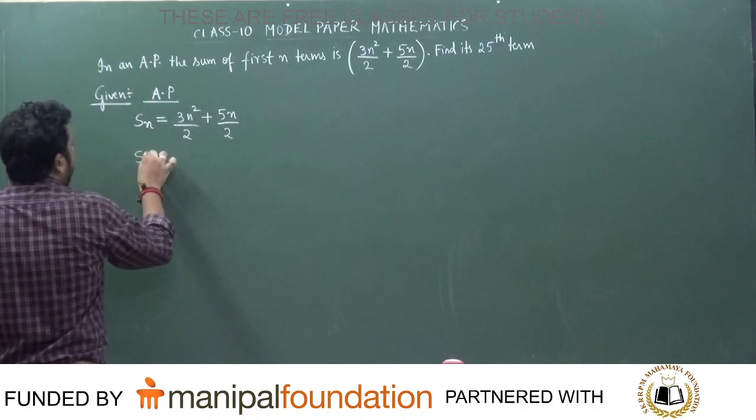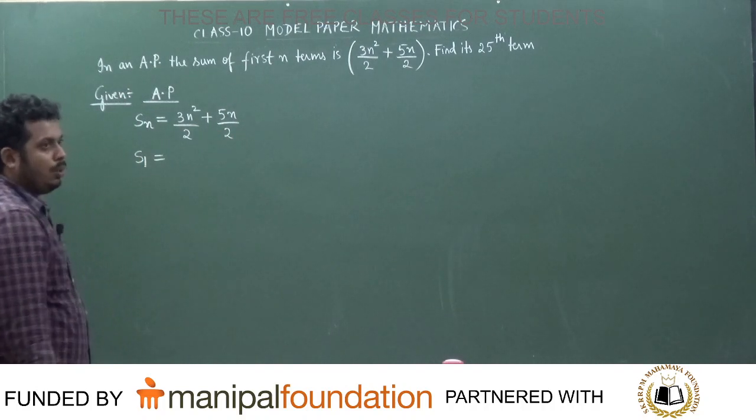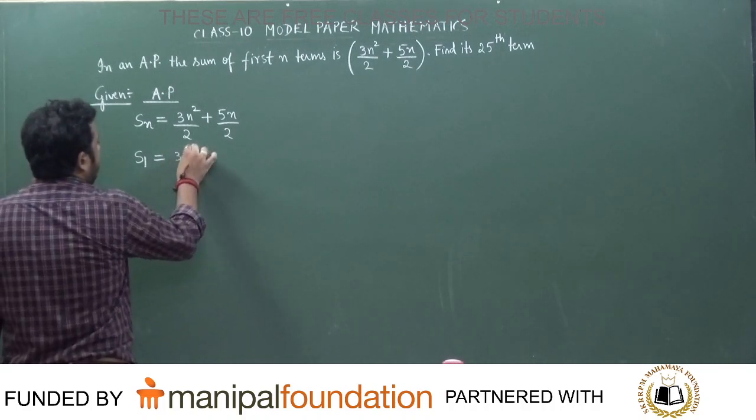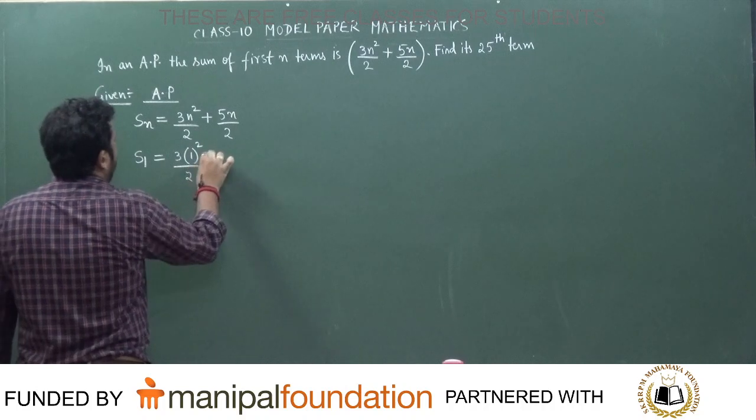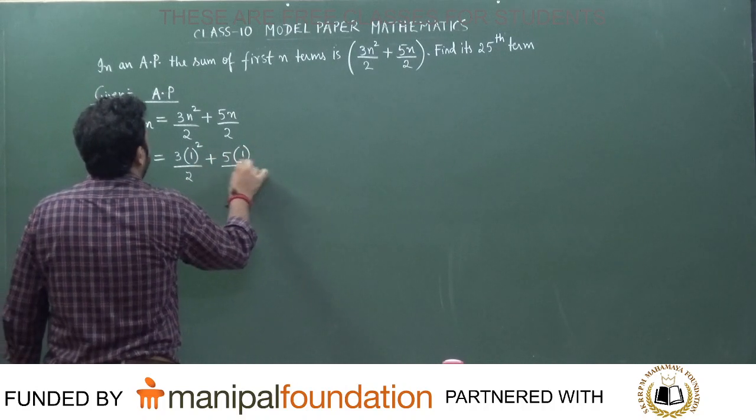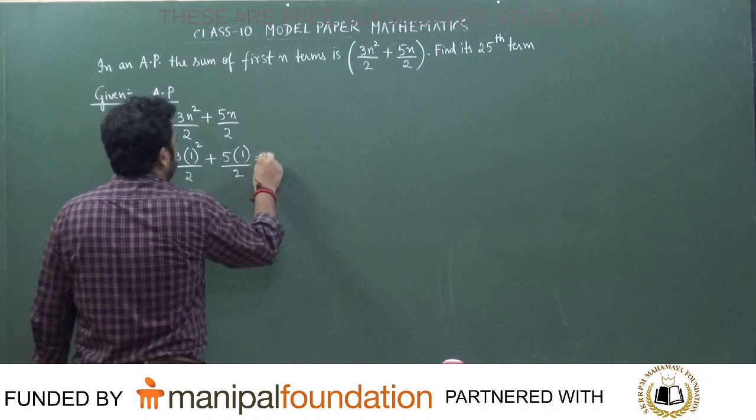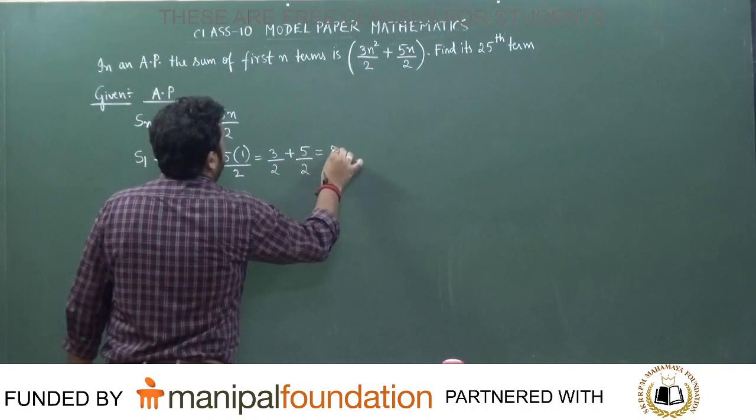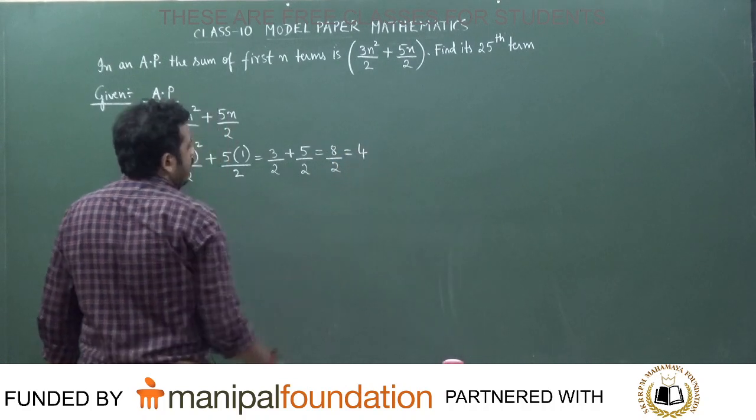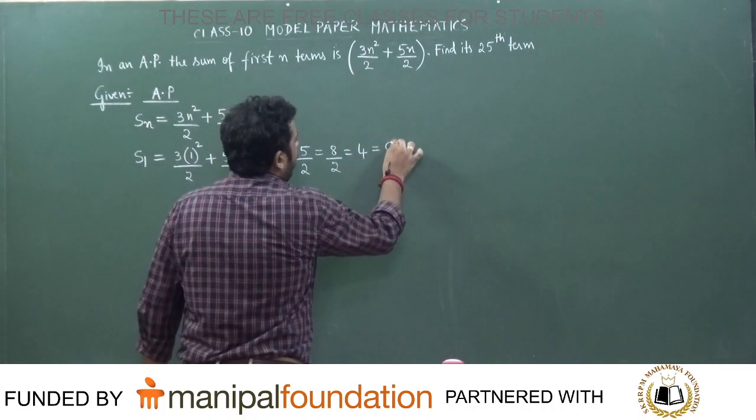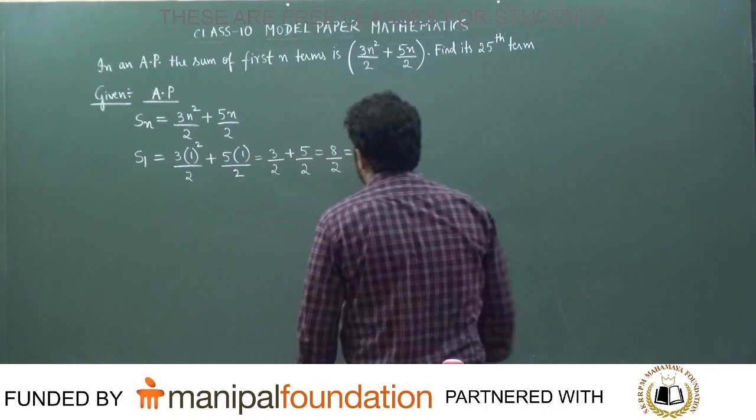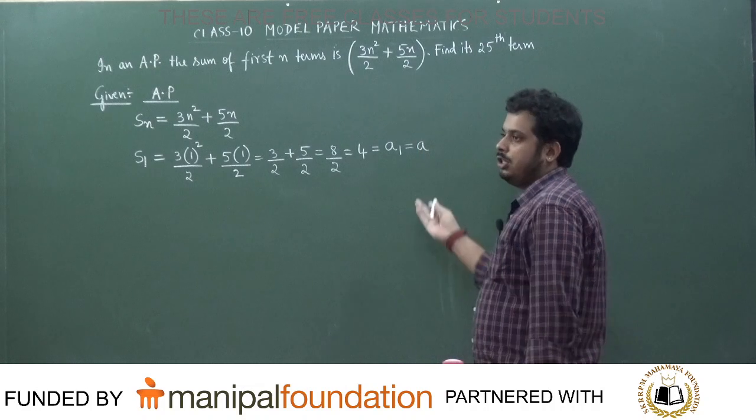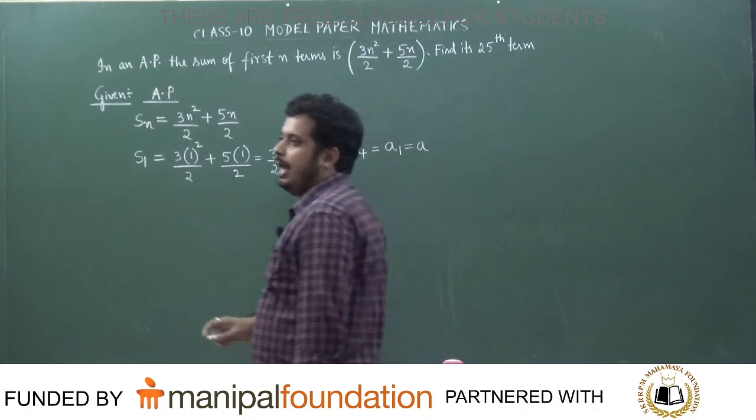You first put n is equal to 1, students. When you put n is equal to 1, what do we get? We get 3 into 1 square divided by 2 plus 5 into 1 divided by 2. So tell me, what is the answer? It is 3 by 2 plus 5 by 2, which is 8 by 2, which is equal to 4. And we all know that the sum of one term is nothing but the first term only. So this is the first term of the arithmetic progression, denoted by A.